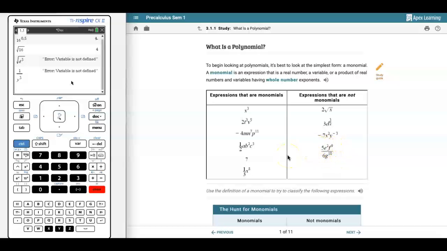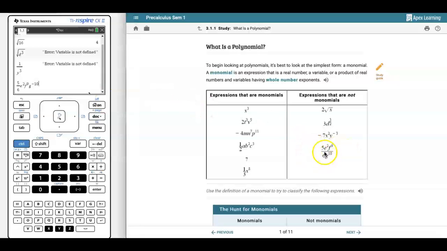We've got 5e to the power of 2, right? We've got f to the power of 9. But then here we've got 6g to the power of 10, right? So even if I were to go back here and go 5/6, so let's get rid of that 6 on the bottom. If I go 5/6, I've still got that g to the 10th on the bottom. So really what that's saying is g to the power of -10, and that's really what that's saying. So since that's a -10 there, that's not a positive integer. So unfortunately, that one is not a monomial.